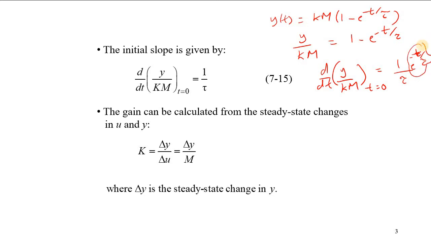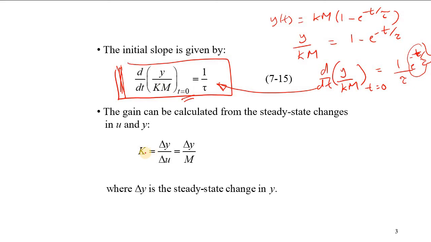So what will I have? I will have this equation here. My exponential term drops, and this is what I have. So what I'm saying is that at t equal to 0, that means at the initial slope, this is what I have. And what is y over km?